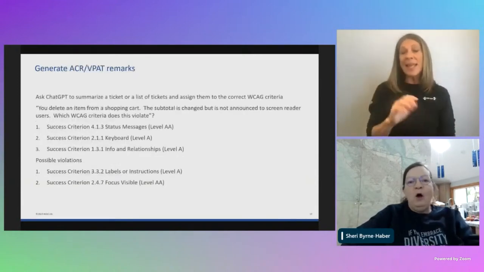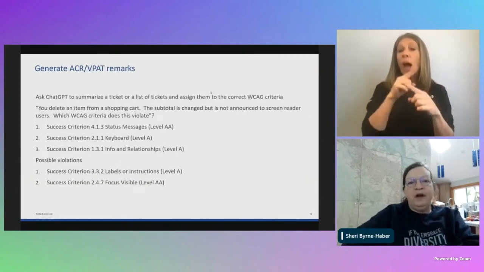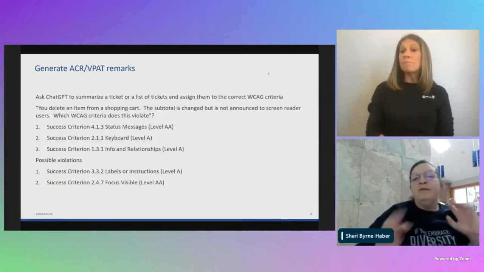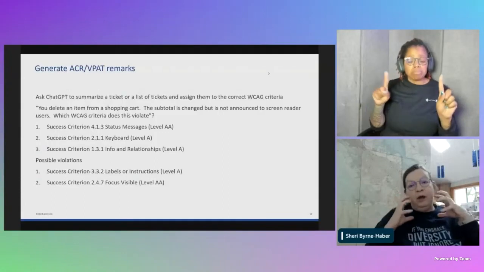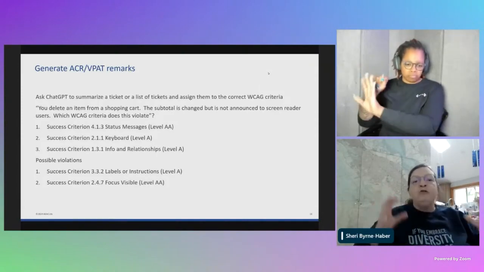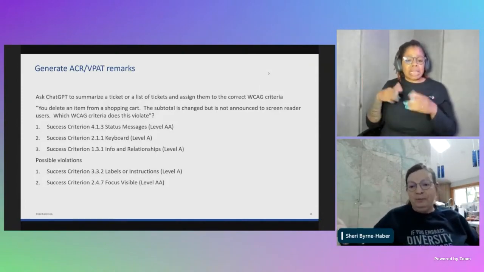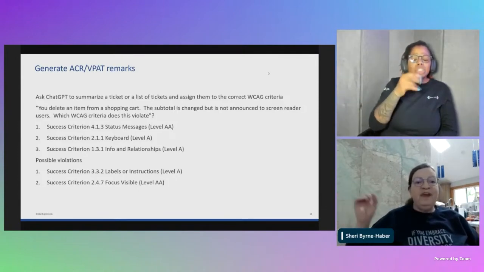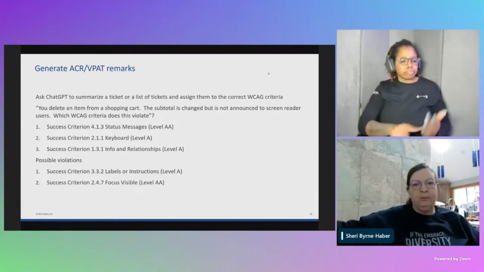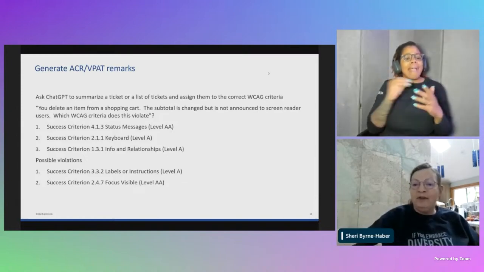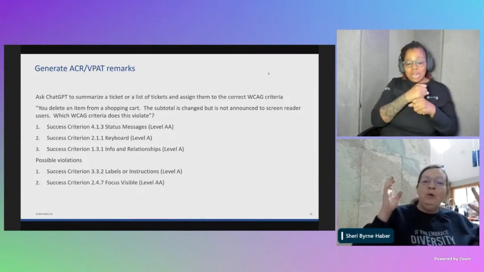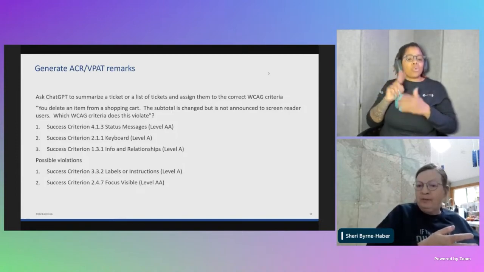Now I'm going to talk about a project that I worked on, and we did this on a local LLM, not on ChatGPT. First, we gave it access to our Jira bug database. So we would say, go look at these tickets, and we would point within the firewall to our internal bug database, and we would ask it to summarize the tickets. And then we asked it, take the ticket summaries and tell me what WCAG criteria were violated.